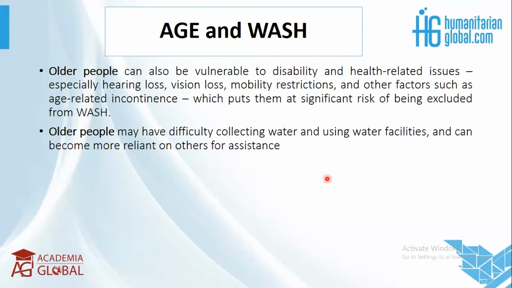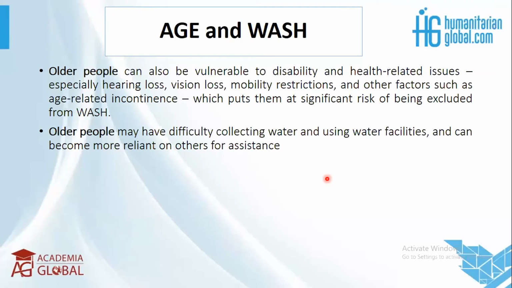In terms of age also, we look at older persons. For older persons, it's not just about the set age within a country. There are countries that set the age at maybe 60 or 65 or 70 to be classified as older persons. But older people also are vulnerable to disabilities and health-related issues, in that when people get older, they start having hearing loss. Most of them start having vision loss. Maybe they start having multiple mobility restrictions. Or other factors such as age-related incontinence, they're not able to hold the urine.